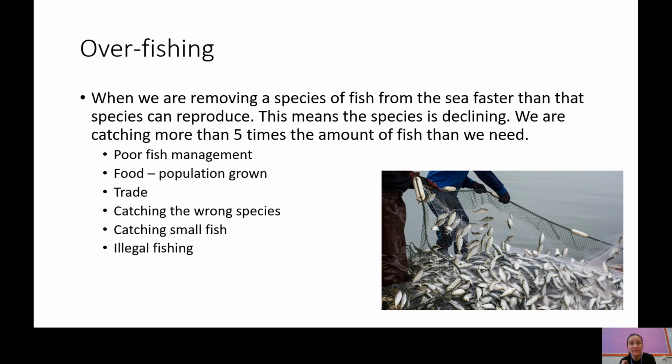Illegal fishing. Okay, so people fishing where or when they shouldn't really be doing that. And then there's two that are kind of a consequence of us going out and fishing, and that is catching the wrong species. So sometimes animals get caught up in nets and they are not released in time and then they end up dying. So catching the wrong species, and also catching small fish. All right, and that means that young fish don't get a chance to grow and reproduce before they are caught.